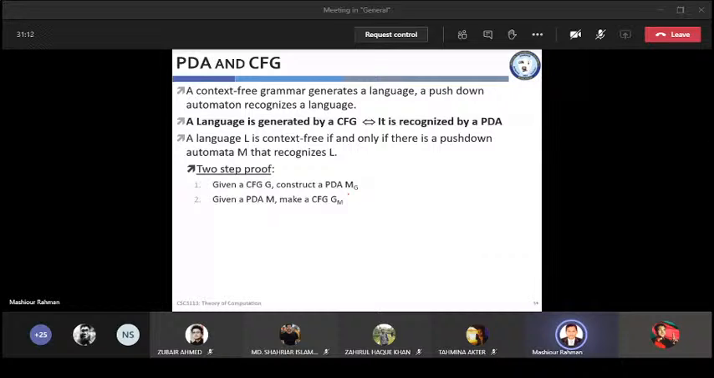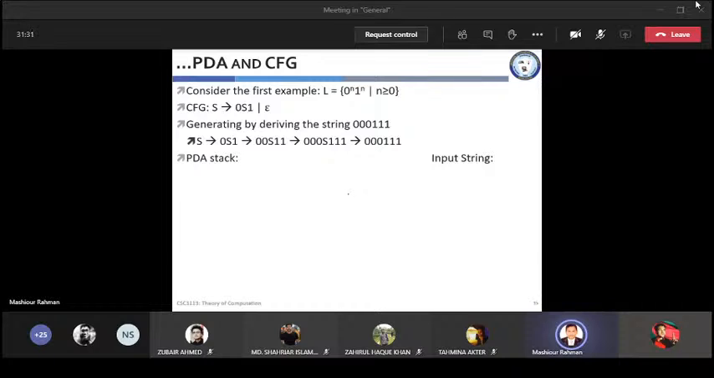Okay, so we will only show you the first one, that is given a CFG, construct a PDA MG. The second one is trivial, it comes automatically. So we can say they are equivalent. So we'll only show you the first proof, that is given a CFG, construct a PDA MG. So let us consider the same example, 0 to the power n, 1 to the power n, where n is greater than or equal to 0. Now this is the CFG for this particular language. We have already seen it in our last class: S is substituted by 0 S 1 or epsilon.